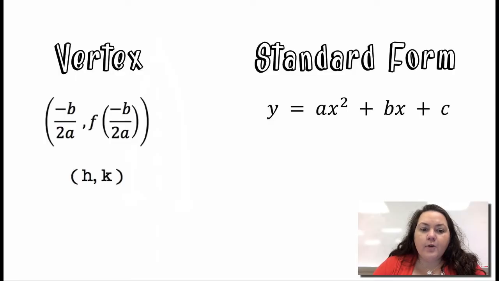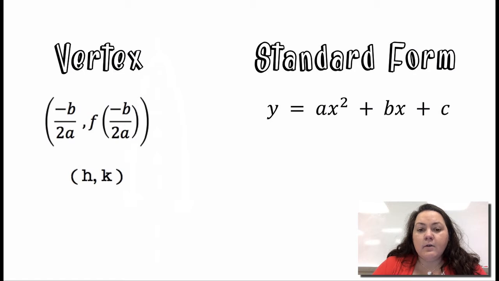All right, so first you need to know the vertex. The vertex is (h, k), and to find the vertex, if we have standard form, we would do negative b over 2a to find that h value, and then f of negative b over 2a. That means I'm going to find the x piece, the h value, and then plug it back into my equation to find the y piece, which is the k value.